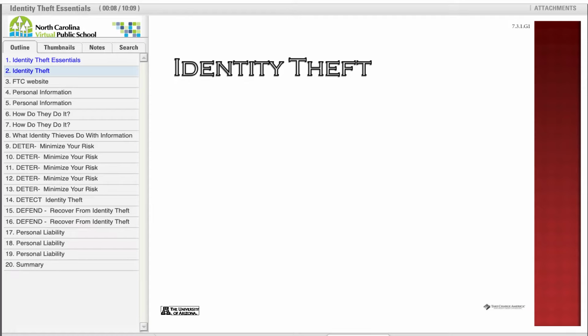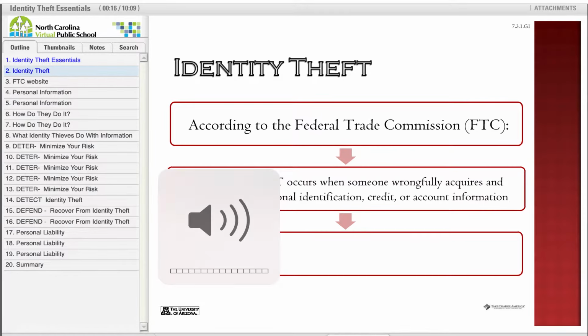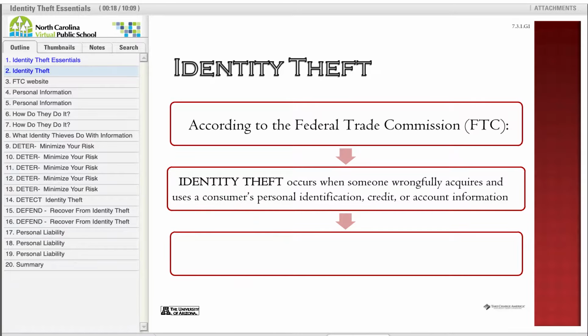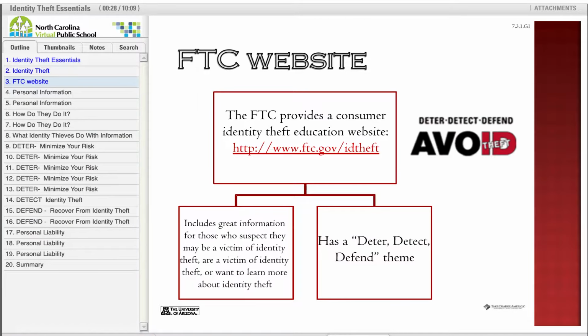According to the Federal Trade Commission, the FTC, identity theft occurs when someone wrongfully acquires and uses a consumer's personal information, credit, or account information. The Federal Trade Commission is a government agency that promotes consumer protection. The FTC website provides a consumer identity theft education website.